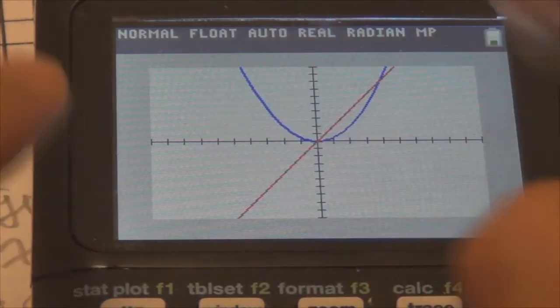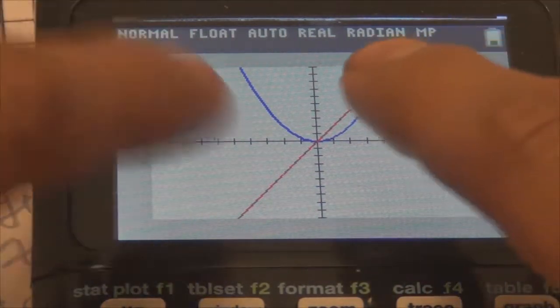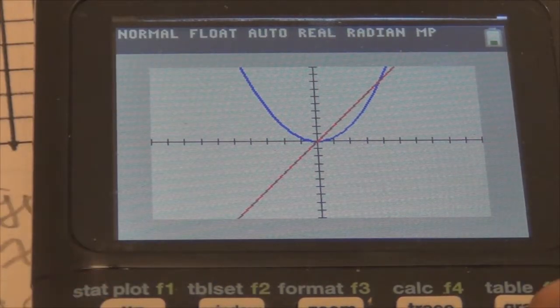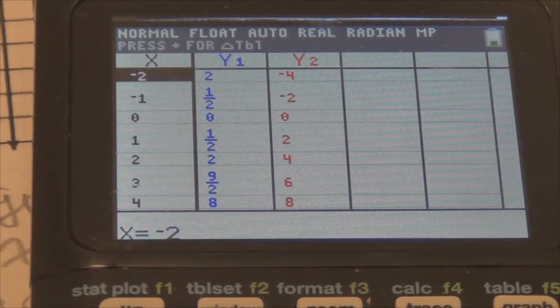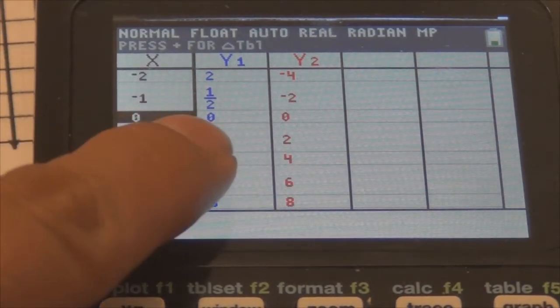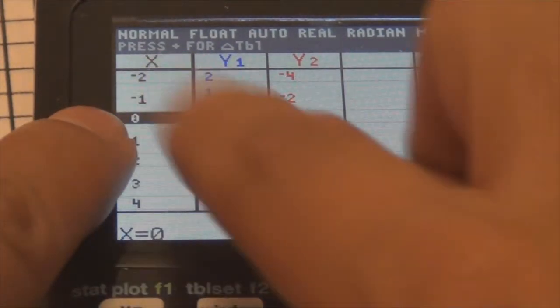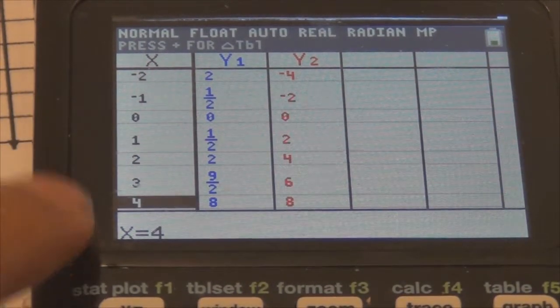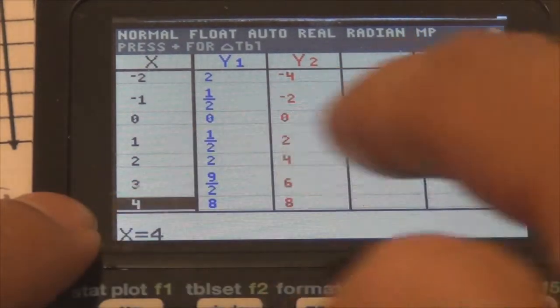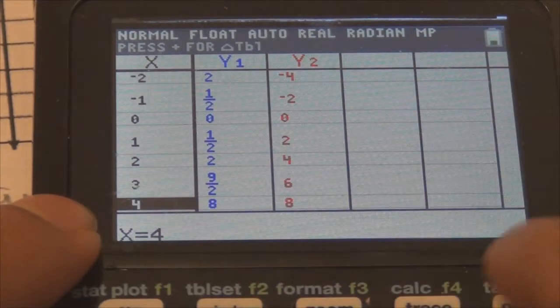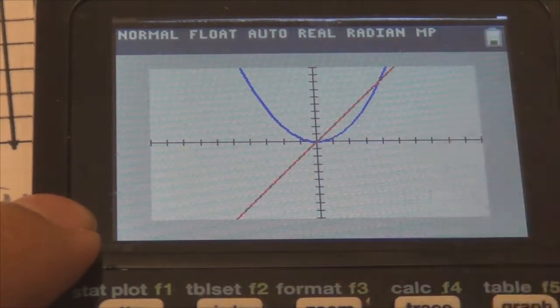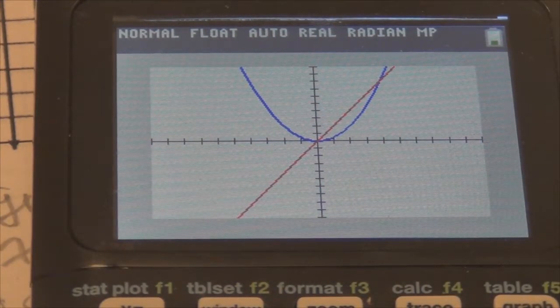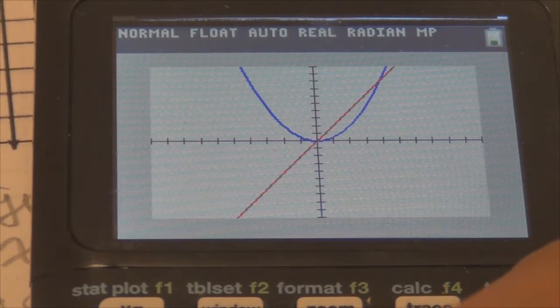Now, this doesn't tell me much. It tells me that they're going to intersect. I can barely see where, but let's take a look at the tables. Look at 0, 0 for both the blue graph and the red graph. So it works. Also, look at 4, 8 for the blue graph and 4, 8 for the red graph. The blue is the quadratic and the red is the linear. So that's what it means. Those are intersection points. In the future, we're not going to call those just intersections. We're going to call them solutions.